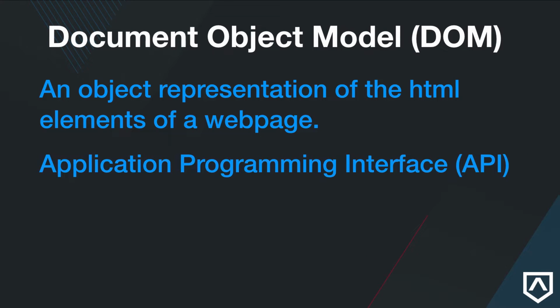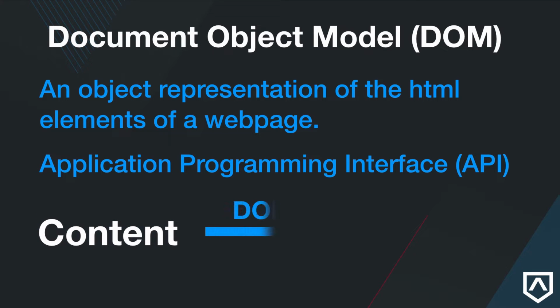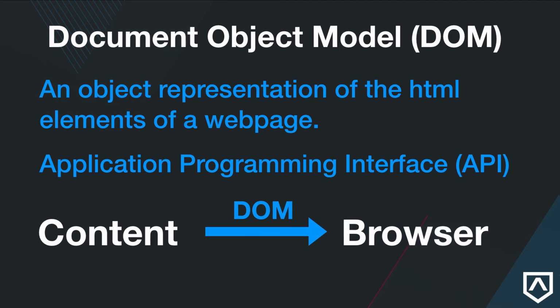Application Programming Interface. So you might have heard this a lot. In programming, it's kind of a buzzword in business, but an API. Basically, this is how we can communicate. It's kind of a bridge between something and another thing. In our case, the DOM is a bridge between content and the browser. So that is our API for the DOM.